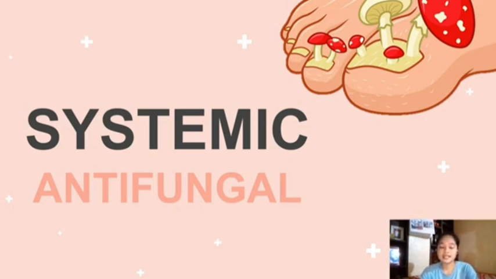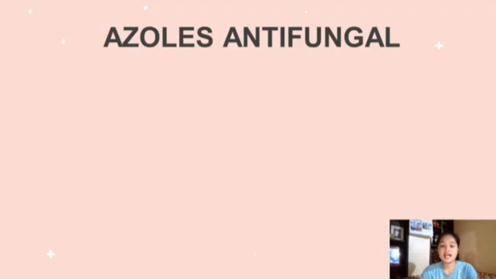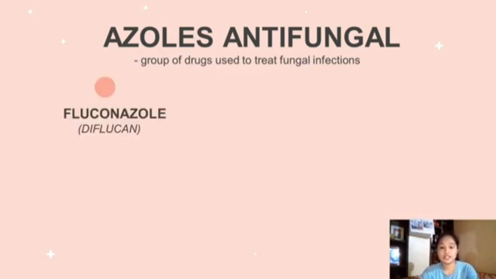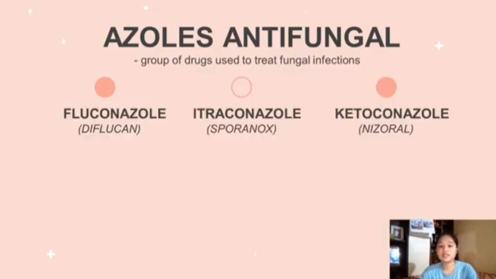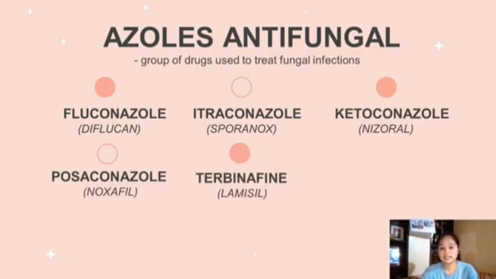Under the systemic is azoles. As mentioned earlier, azoles are a group of drugs used to treat fungal infections. This might be either systemic or topical fungal infections. The drugs that belong to the azoles are the following: fluconazole or Diflucan, itraconazole or Sporanox, ketoconazole or Nizoral, posaconazole or Noxafil, terbinafine or Lamisil, and lastly, voriconazole or Vfend. Azoles may be less toxic, but may also be less effective in cases that have severe and progressive infections.